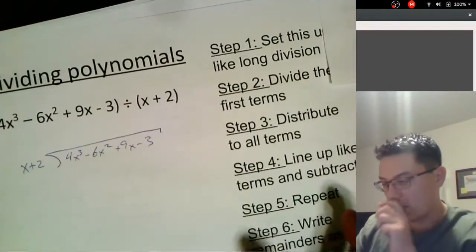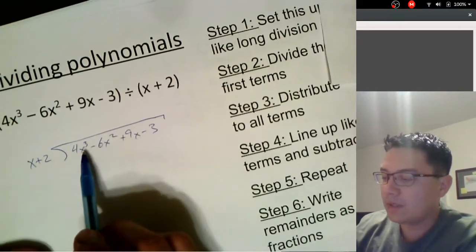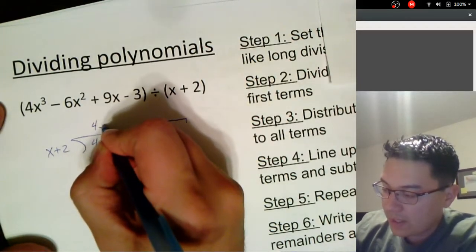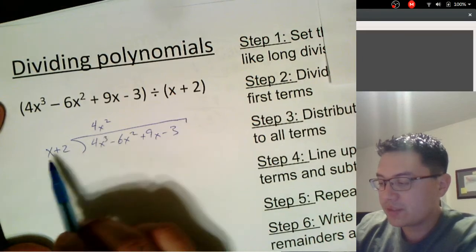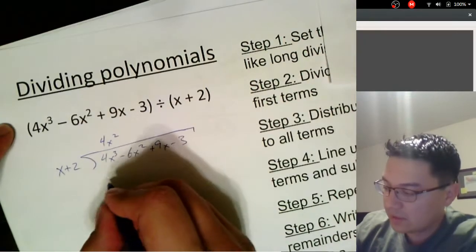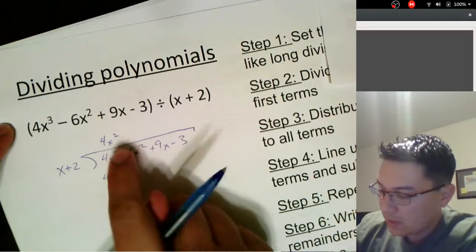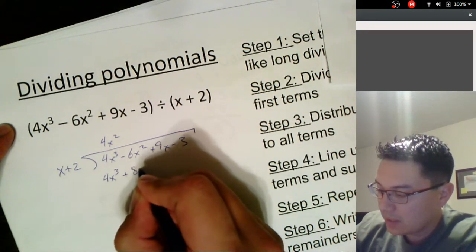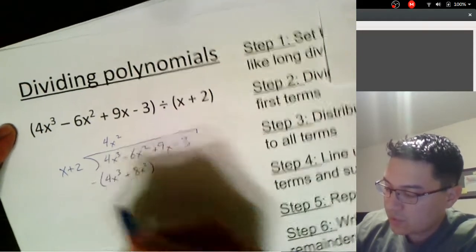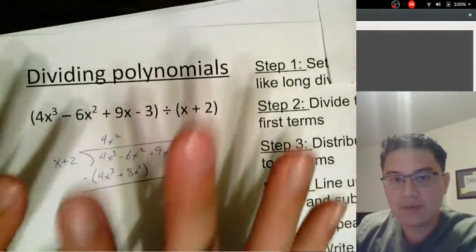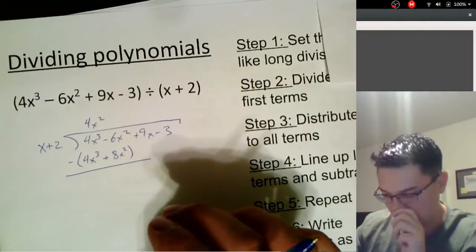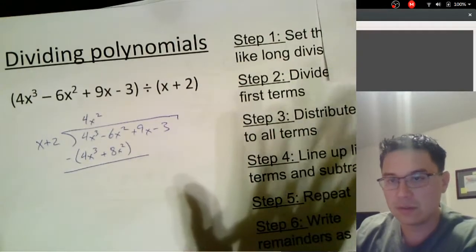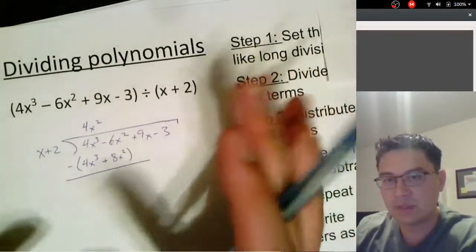We're going to repeat the same process as before. So in order to get 4x cubed, I have to multiply x by 4x squared. 4x squared times this whole binomial is going to give me 4x cubed. Then 4x squared times 2, 4 times 2 is 8, so that's going to give me a plus 8x squared. I'll subtract that from the line above. Make sure that you keep everything neatly organized here. It's really easy to get this wrong because you don't keep stuff lined up. Make sure everything's lined up.